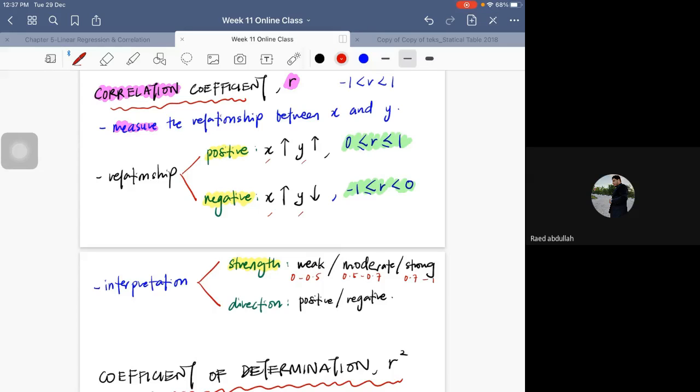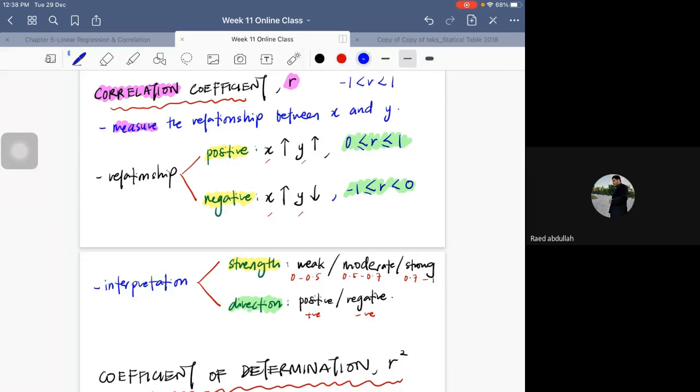You also have to mention the direction, whether it is a positive linear relationship or a negative linear relationship, based on the value you get from R. If R gives you a positive value, it is a positive relationship. If R gives you a negative value, it is a negative relationship.